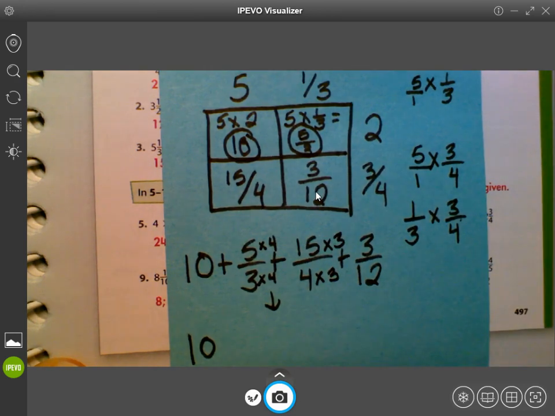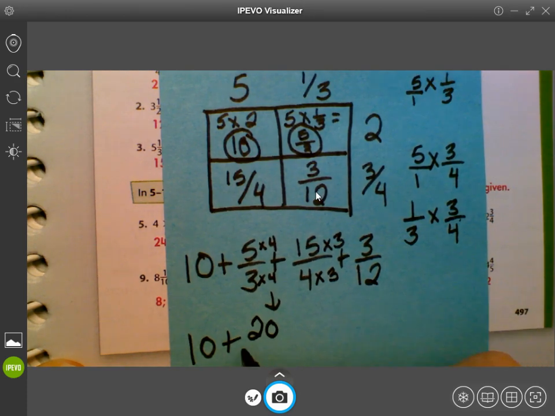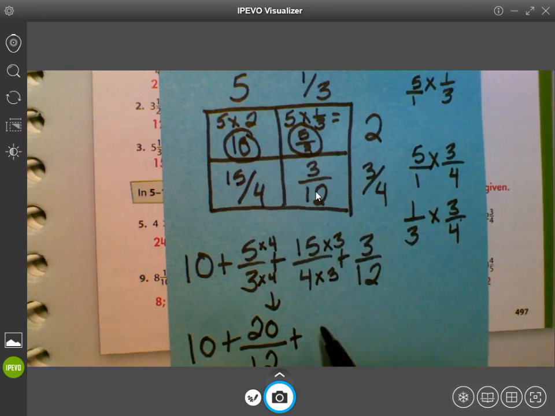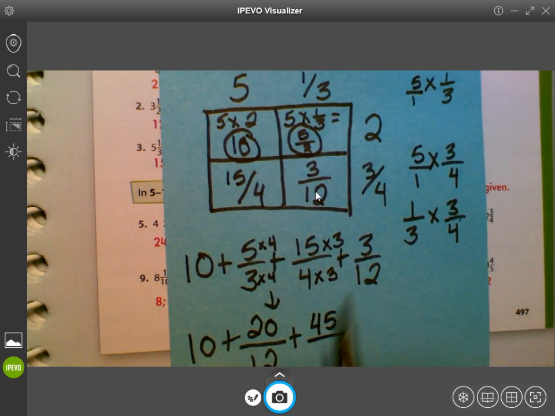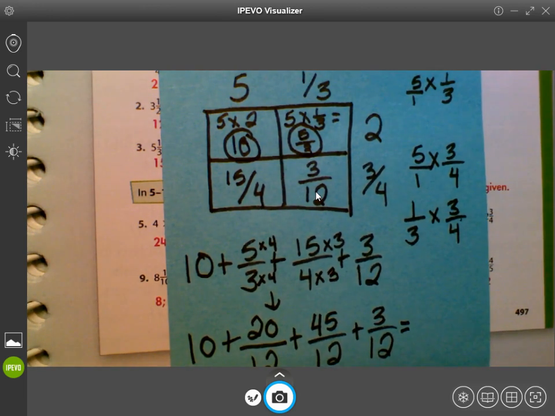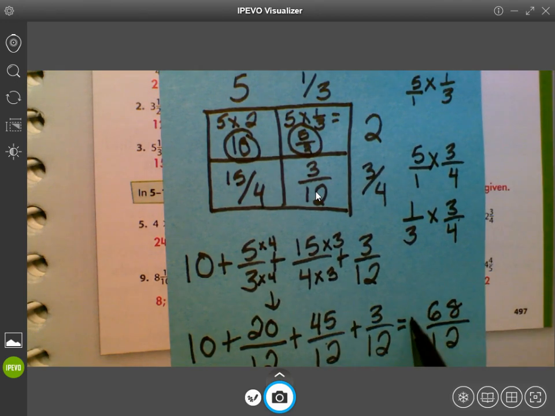All right, so now let's do that math. For this one, 5 times 4 is 20 over 12. Plus, for this one, 15 times 3 is 45, and 4 times 3 is 12. And then I can leave 3/12 as it is. Now, this is going to get me a big number, however, it's going to be easier. So, 20 plus 45 is 65. Plus 3 is 68. So 68 over 12, and then I have my 10.